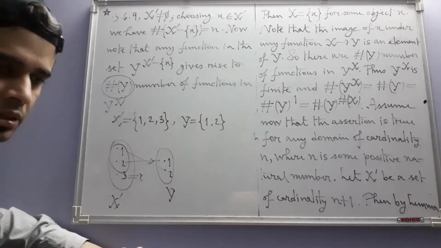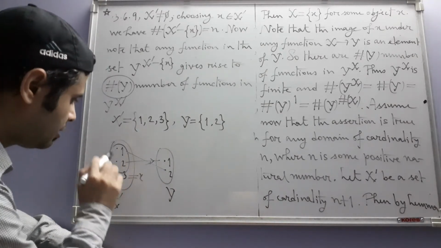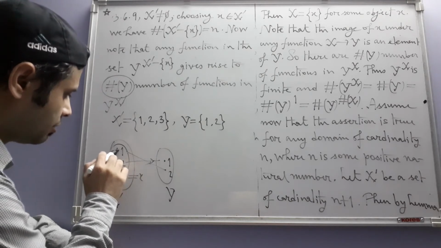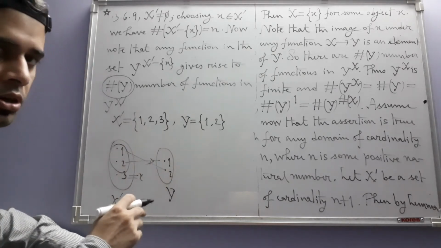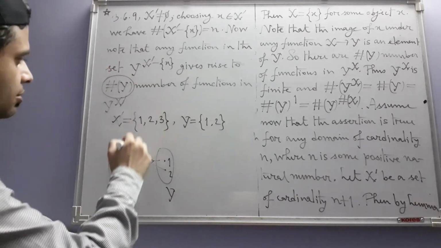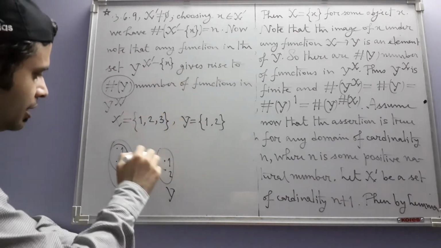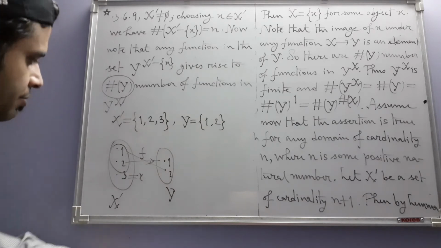It need not be a bijective function. You can, if you choose, map both 1 and 2 onto 1 or both 1 and 2 onto 2. Any f we are choosing, this is any f.